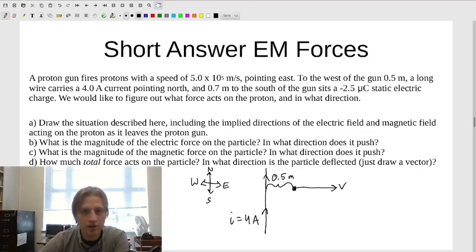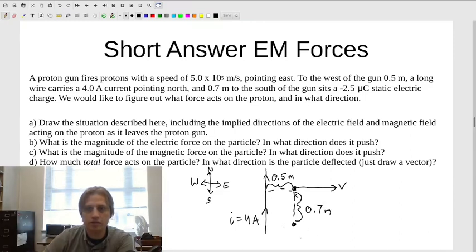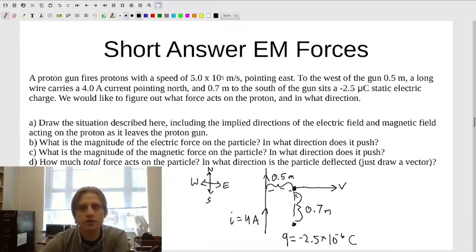and 0.7 meters to the south of the gun sits a static electric charge. Okay, so here's our 0.7 meters, and this has a charge of minus 2.5 microcoulombs. So Q equals minus 2.5 times 10 to the minus 6 coulombs. We would like to figure out what force acts on the proton and in what direction.